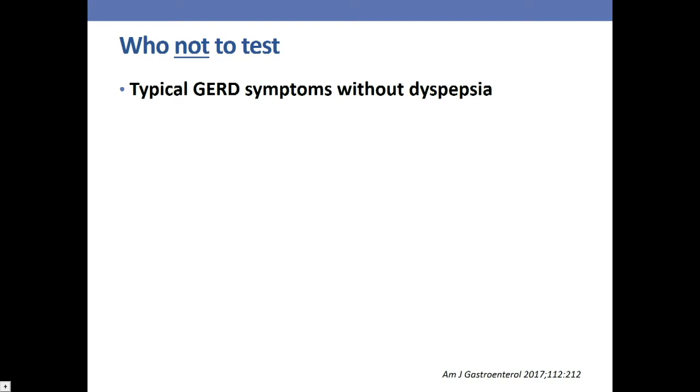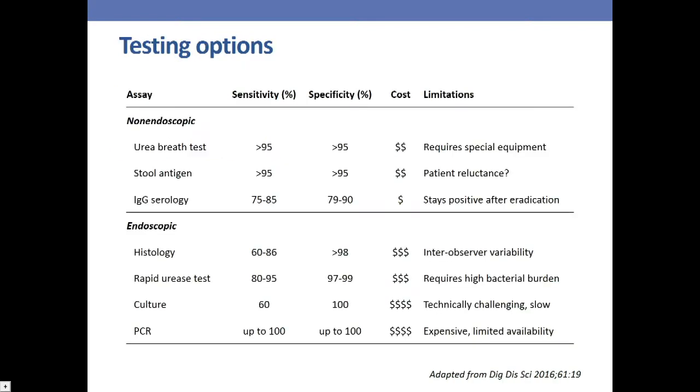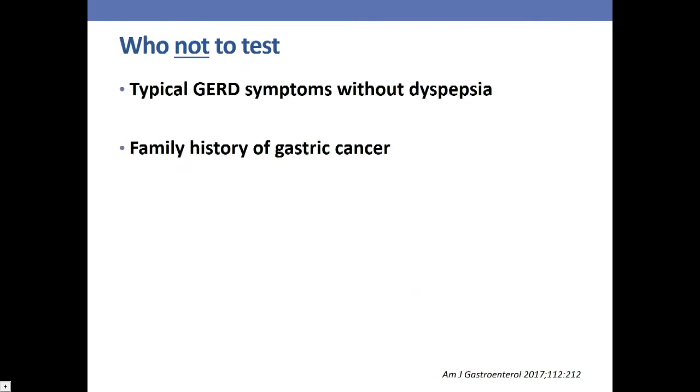And who not to test? Guidelines say that patients who have typical GERD symptoms, so reflux or heartburn, without dyspepsia should not be treated. And we also know that H. pylori can be protective against GERD. Family history of gastric cancer: if you have a family history of someone, should you be testing their family members for H. pylori? The guidelines suggest against it.